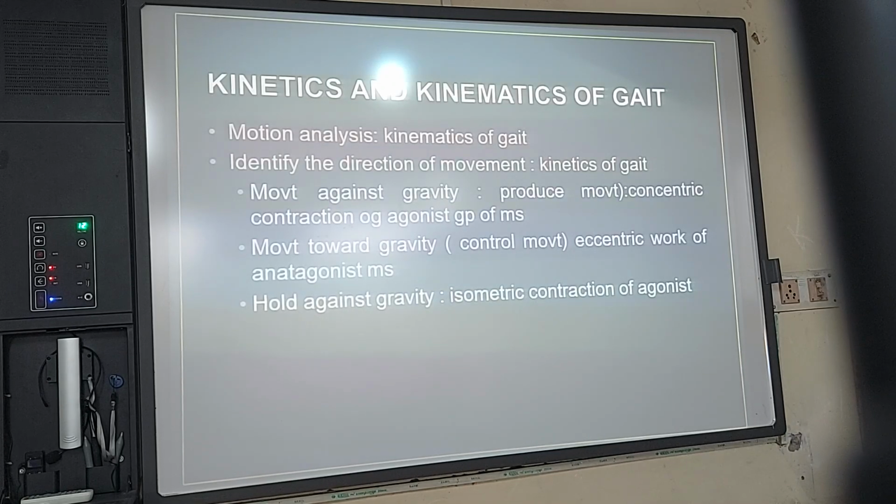Eccentric work of antagonist muscle. Which is our antagonist muscle? Tibialis anterior, the dorsiflexors. The eccentric work of dorsiflexors will be there. This is how you will calculate. Understanding? What do you have to do? Think logically and find your own answer yourself.